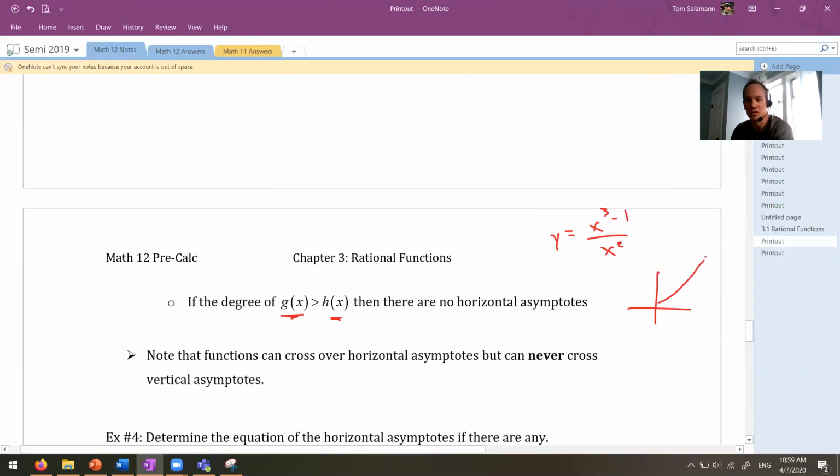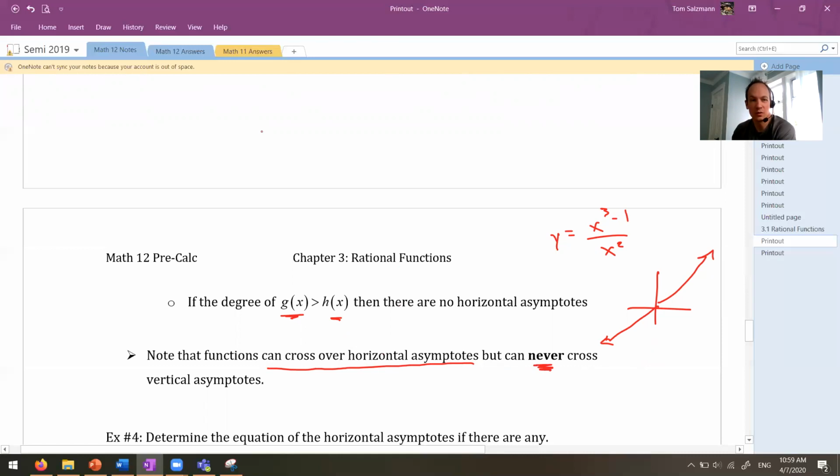Well, this one's probably going to just end up shooting off there and maybe going down like that. It's not actually going to level off. Okay, one little thing that's worth noting here. Note that functions can cross over horizontal asymptotes, but they can never, ever, ever cross vertical asymptotes.